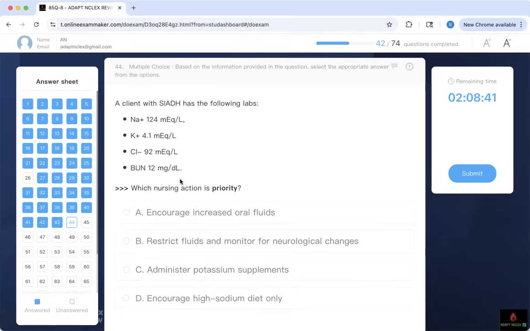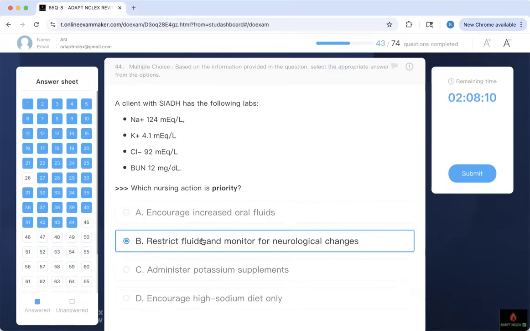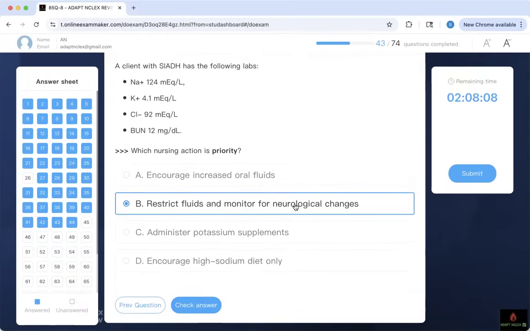But SIADH with hyponatremia, how do you treat it? Increase the sodium. Which of these will increase the sodium? That's all. SIADH, fluid overloaded. So which answer choice will you pick? I know you're not going to pick encourage increased oral fluid because they are fluid overloaded. I know you're not going to say encourage high sodium diet only. It will take a while. Administer potassium supplement. It's 4.1. Restrict fluid and monitor for neurological changes because hyponatremia, they can have what? Seizures.